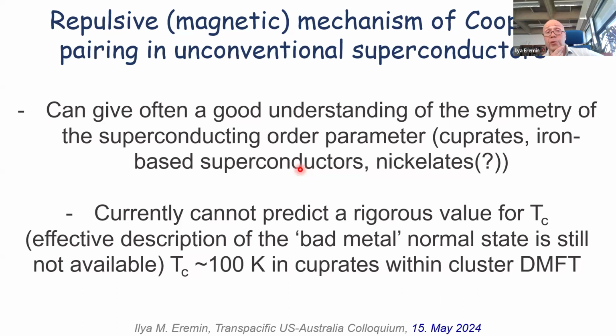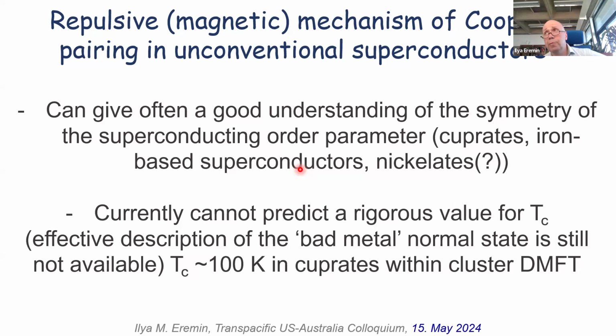And so this magnetic mechanism, I gave you one example of it. You can do it in weak coupling, but you can also do it in the strong coupling limit as well. This mechanism gives you a good understanding of the symmetry of the superconducting order parameter, from cuprates to iron-based superconductors. In nickelates, there is still no experimental confirmation of which symmetry it is going to be, but there are two candidates.